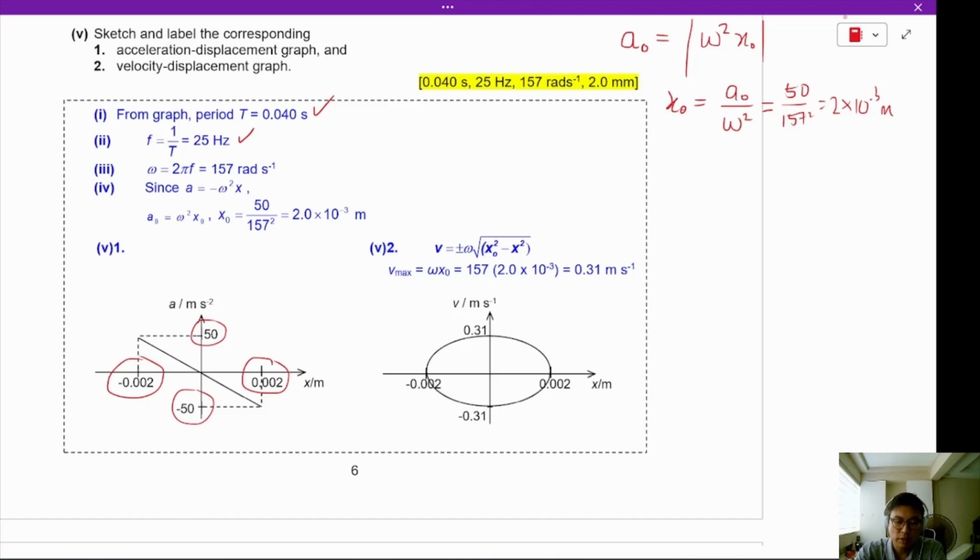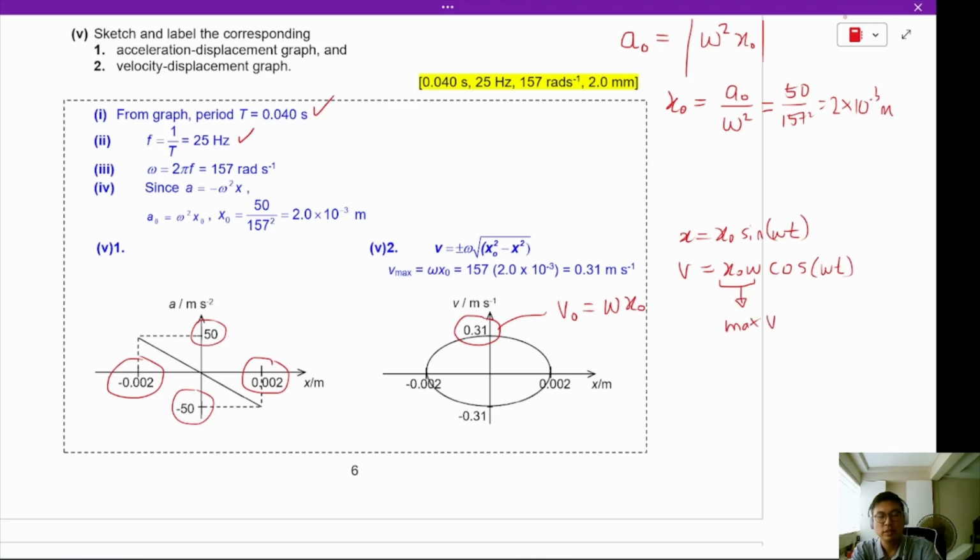The velocity-displacement graph will be as follows. Now, how do we find the maximum velocity? The maximum velocity will be equal to omega x naught. Where do we get this from? Well, remember, x is equal to x naught sine omega t. How do we obtain velocity? By differentiating the displacement with respect to time. So velocity will be x naught omega cosine omega t, and the coefficient will be the maximum velocity. Alright, this is v naught.